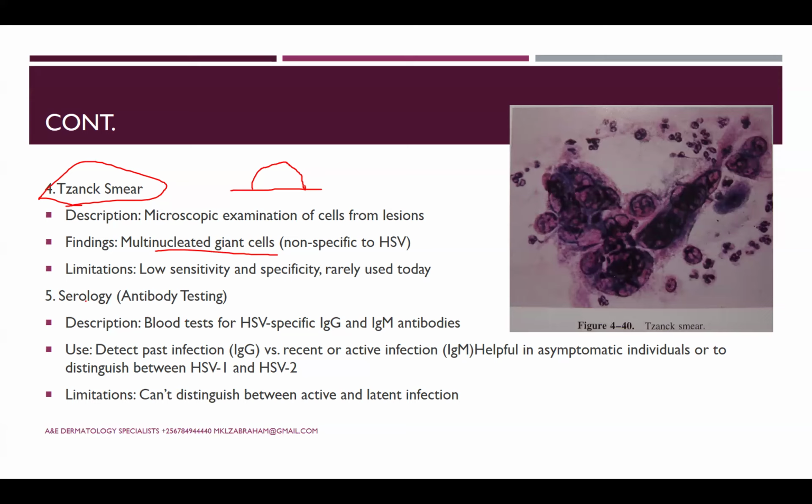Then the other tests that are available, we can do serology where we do antibody testing. You do titers for IgG and IgM antibodies, and this one will help you to detect whether it is an active infection, recent infection, reactivation, or even latent infection, depending on which is positive.